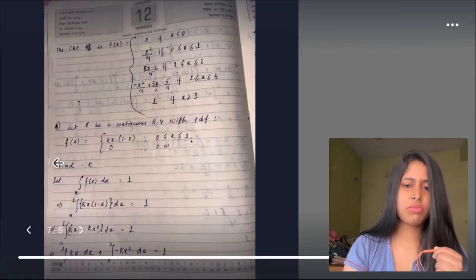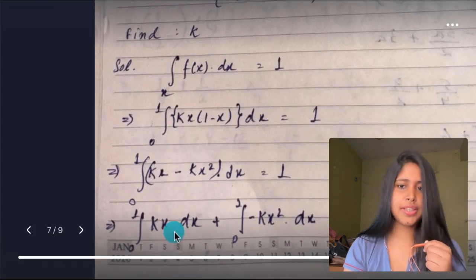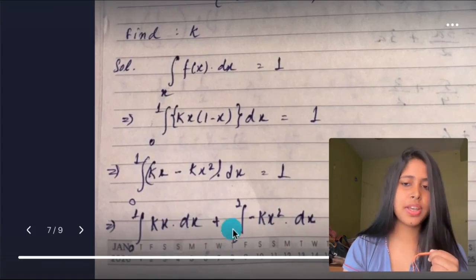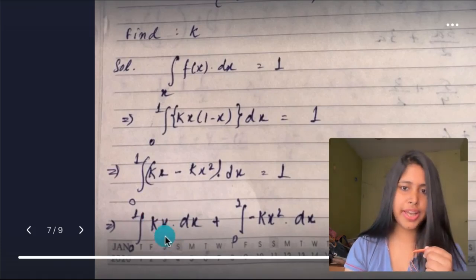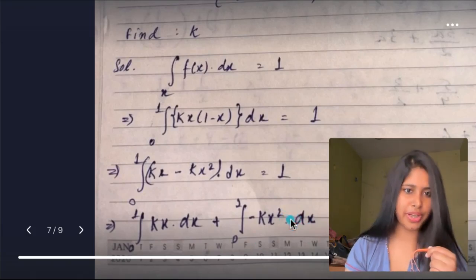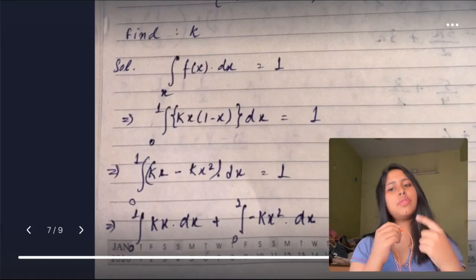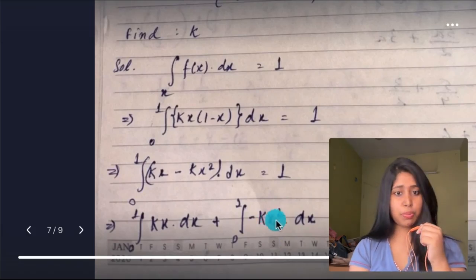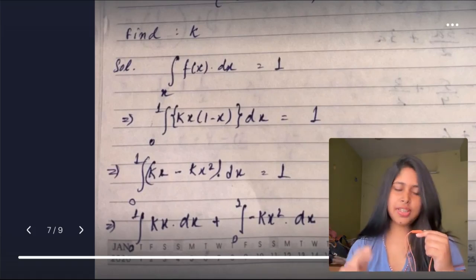If we take out the constant k from here, we are left with x, and if we take out the constant minus k here, we are left with x squared. Then if we integrate x, we will get x squared by 2. And if we integrate x squared, we will get x cubed by 3. Because the formula of integration is n plus 1. Here the power is 2, then 2 plus 1 is 3, which is in the power, and in the denominator it is again n plus 1, which is 2 plus 1 equals 3.